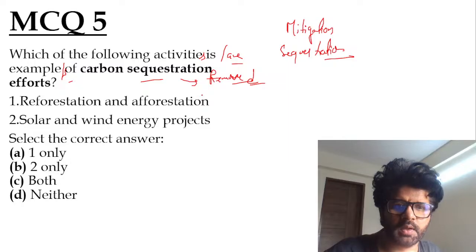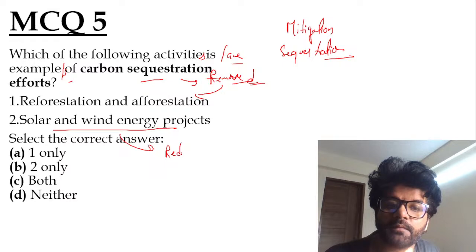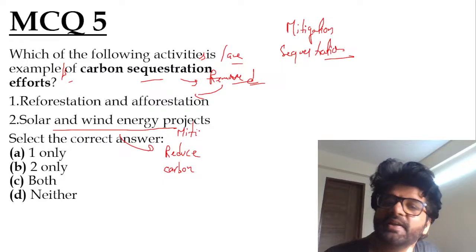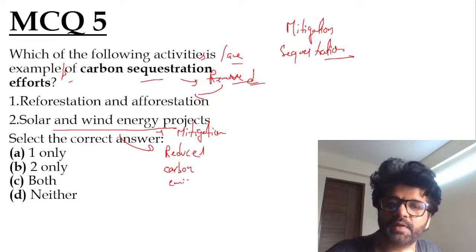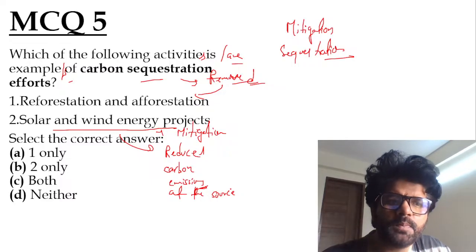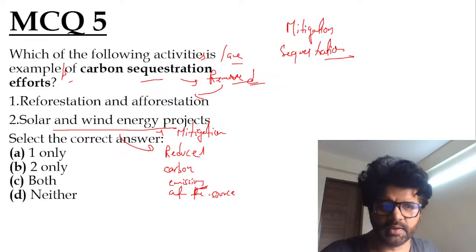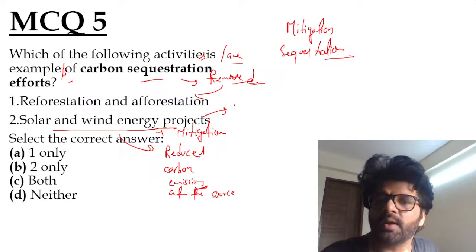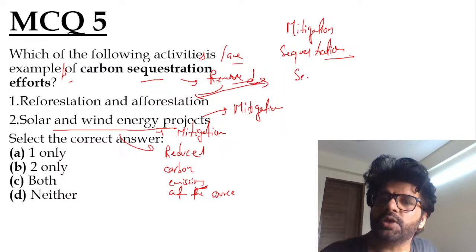What removes carbon? Reforestation and afforestation remove it. Do solar and wind remove it? No, they reduce carbon emission at the source. So they are mitigation projects. I know, guys, we have just read it, so it will take some time. I'm very happy that you people are answering these tricky things. There can be some projects which show a mixture of both mitigation and sequestration, but what we are trying to say here is solar and wind projects are primarily mitigation projects. Reforestation, afforestation are primarily sequestration projects.